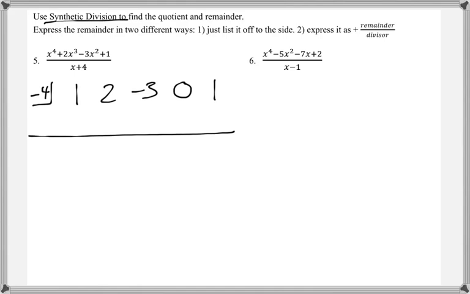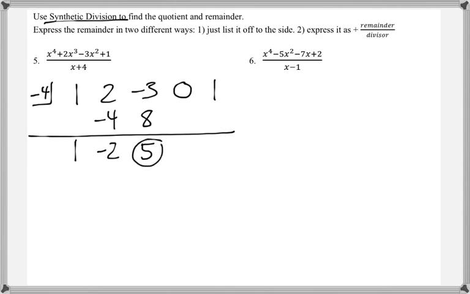I'm going to put a line, and this process is pretty fast. So I want to bring down the 1, then I want to multiply the 1 by what's in the box, so the negative 4. And that's 1 times negative 4 is negative 4. And I'm going to put that over here. Then I want to add up this row, and that is negative 2. Then I want to multiply negative 2 and negative 4, and that gives me 8, and I'm going to put that here. Then I'm going to add this row, and that becomes 5.